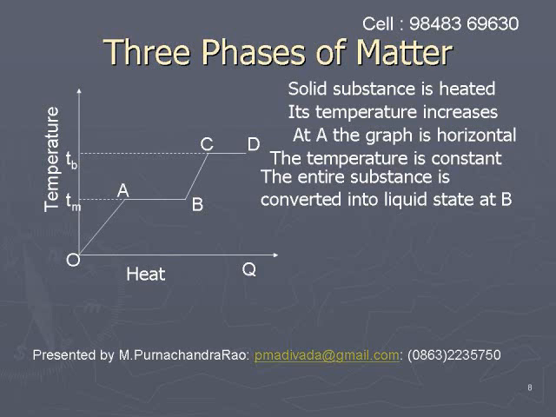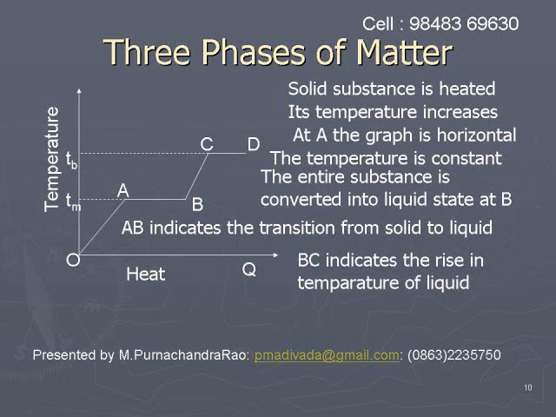During this state, some substance will be in solid state and some will be in liquid state, and the melting takes place until the entire solid is converted into liquid. So at B, the state is liquid, at A, the state is solid. BC portion indicates the increase in temperature of the liquid.